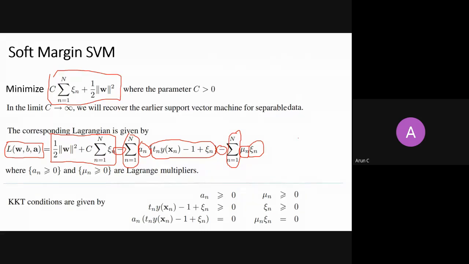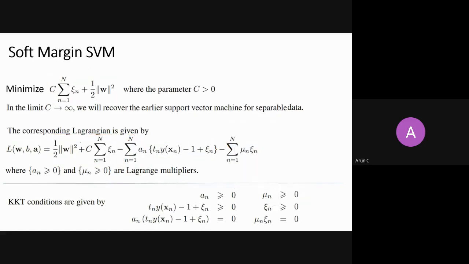Now this is my Lagrangian, and as we discussed in hard margin, we can have a dual representation of this Lagrangian. What is a dual representation? I can represent this Lagrangian in terms of A only, right? A only.